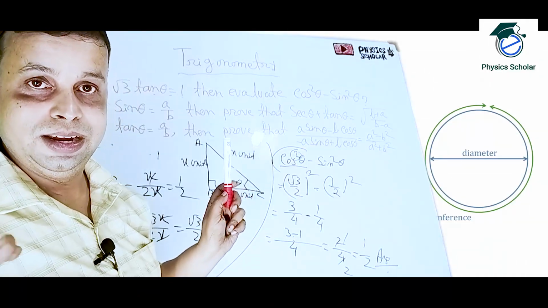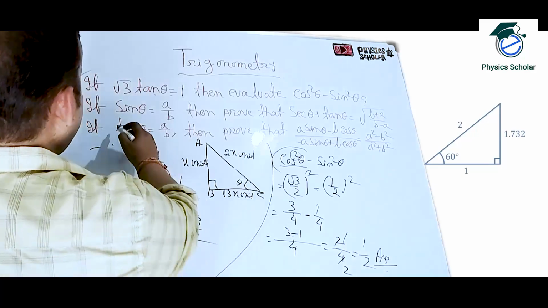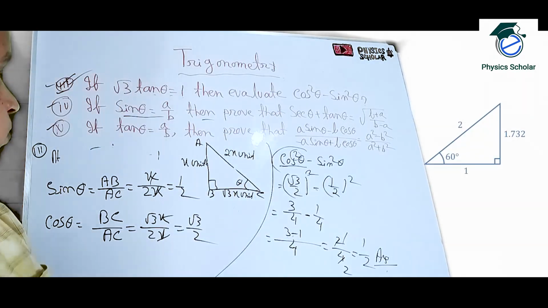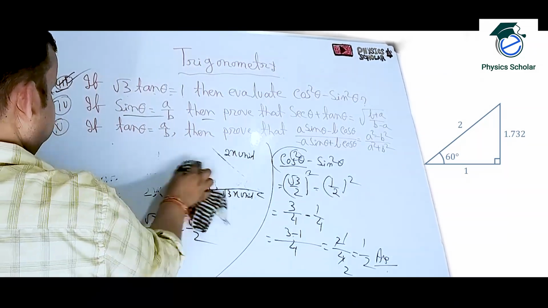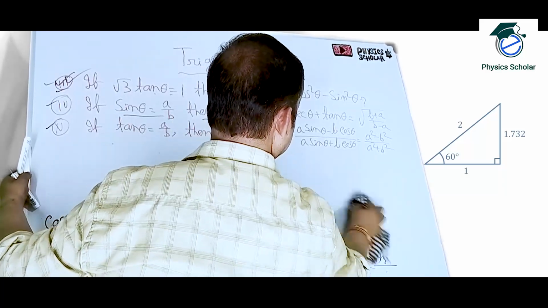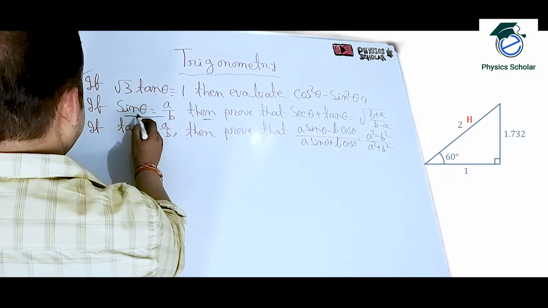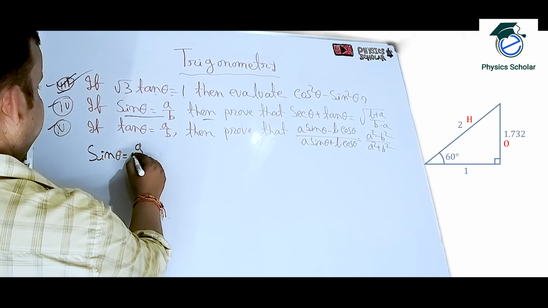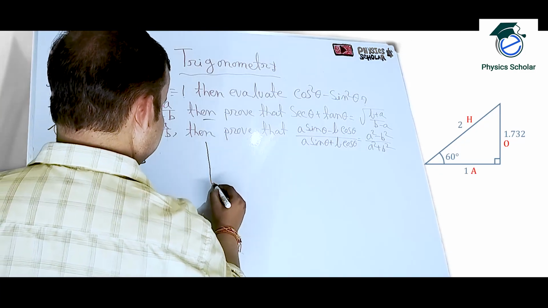Okay, in the examination hall, proof means the answer is given. So here we have to prove. Now how can we prove? Sin theta is equal to A by B. Clear? So let us draw the triangle.